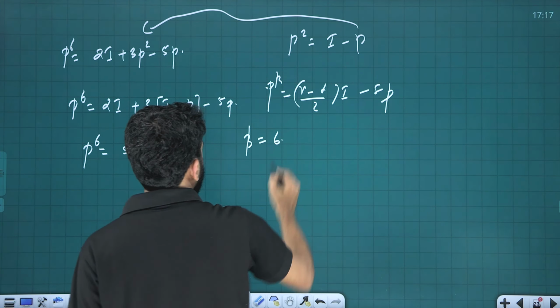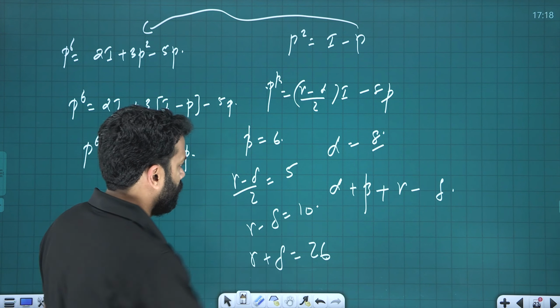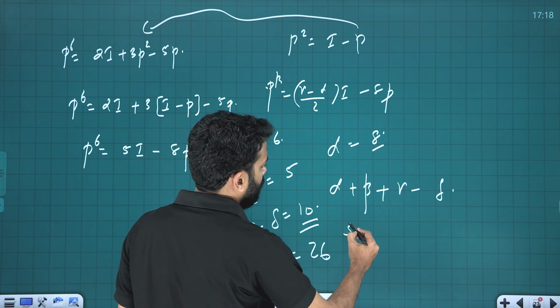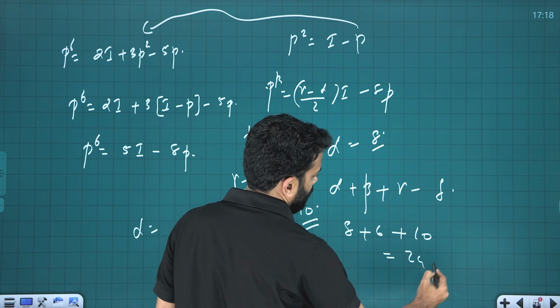So, what is alpha? 8, it is here. And what is beta? 6 is already here. And gamma minus psi is already given. That is 10. We don't want to find gamma and psi separately. Therefore, it will be 8 plus 6 plus 10. 24 is the final answer. Okay, that's all.